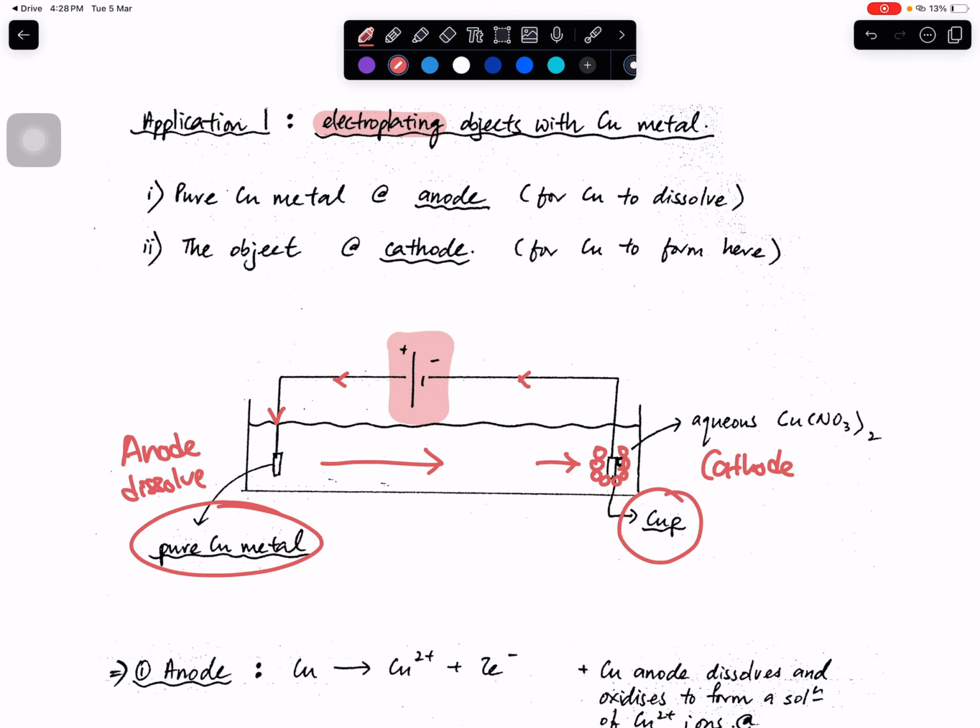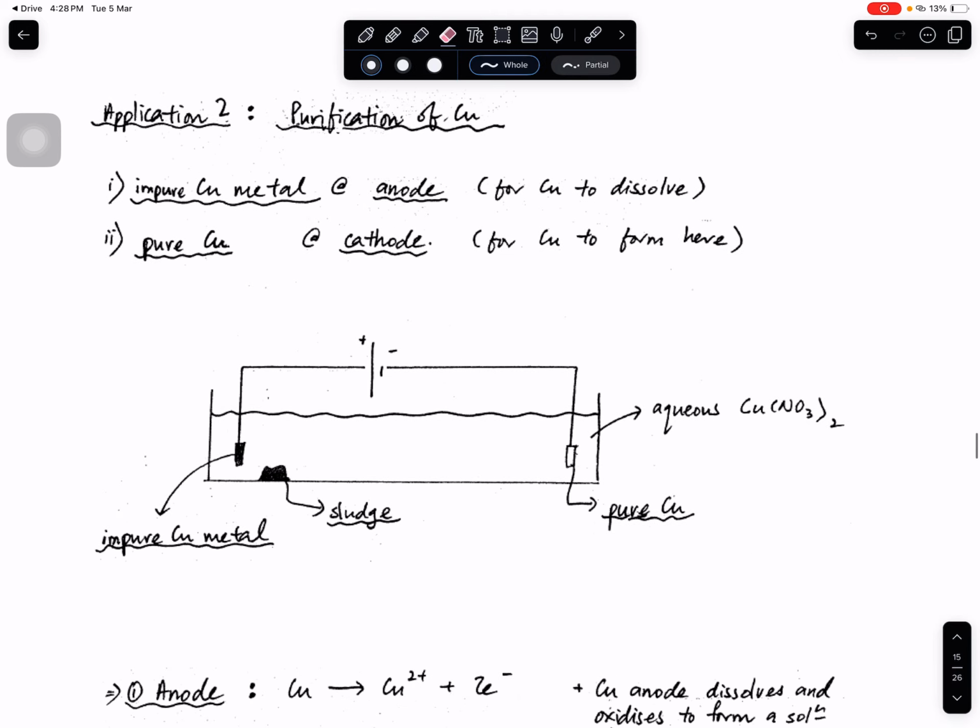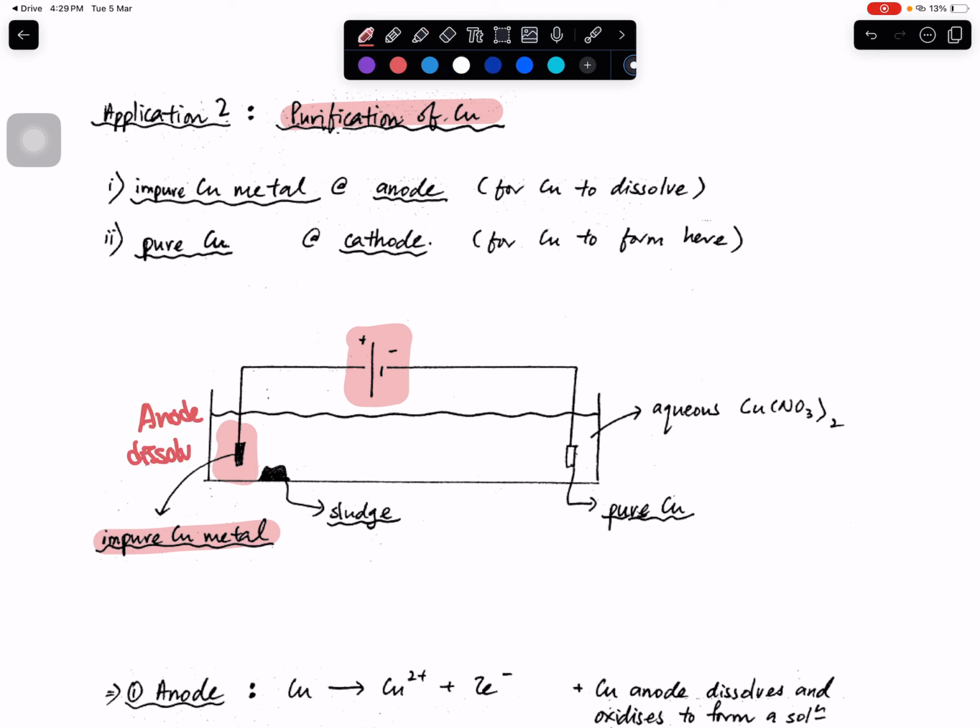Another application is to purify copper. Same thing: if you want to purify copper, you can attach the impure copper onto the anode. Remember, the anode will dissolve. As electricity flows, you can see that your pure copper will travel along and accumulate at the cathode. What's left behind here is the sludge. It will be all the impurities that don't participate in the reaction.